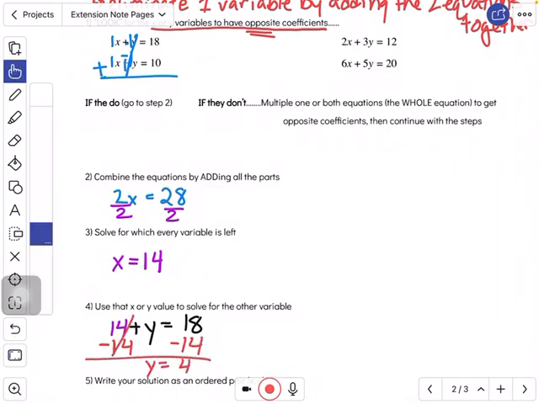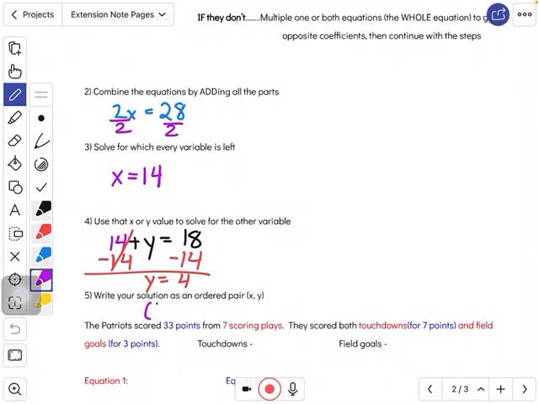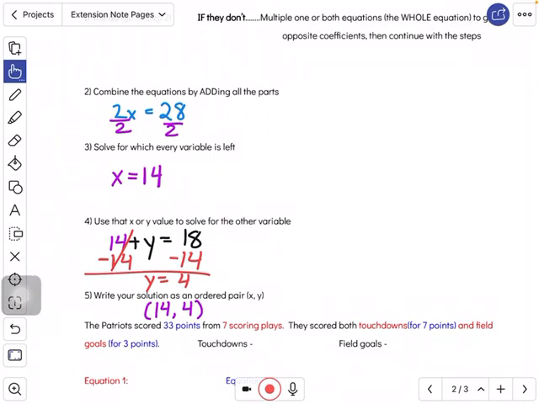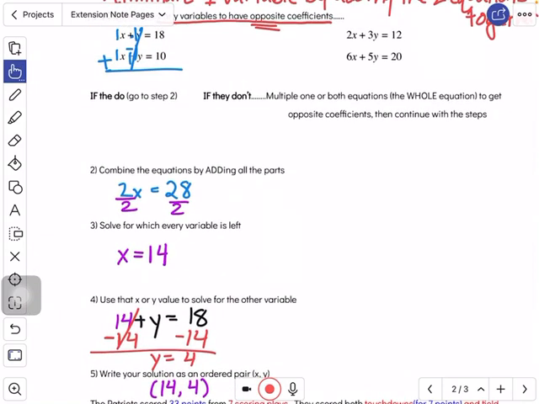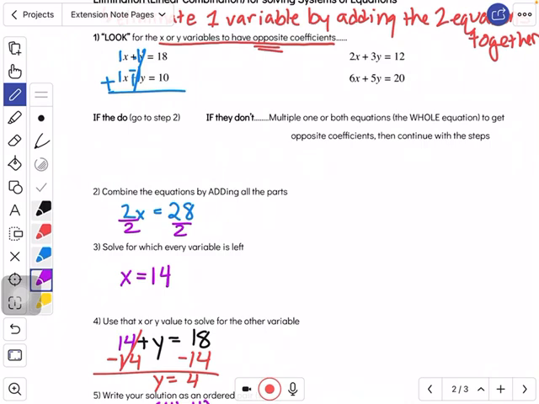So my final answer for that first one is the ordered pair 14, 4, right? And 14 minus 4 is 10 if I want to double check with that second equation. Now it gets a little trickier when your original equation does not have opposites, 2, 6, 3, 5.